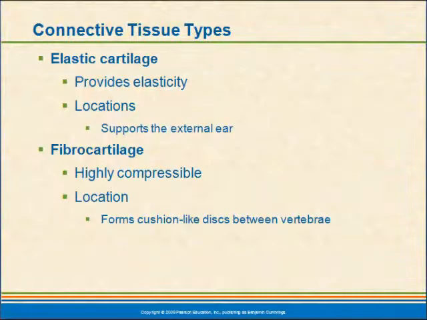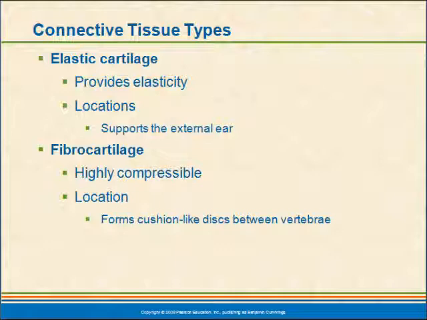Other cartilages include elastic cartilage, and naturally it provides elasticity. It's loaded with elastic fibers, so it has some stretch and give and will spring back into the appropriate location. One location at least is that it supports the external ear, and so the ear can be pulled a little bit and it will flip back into place.